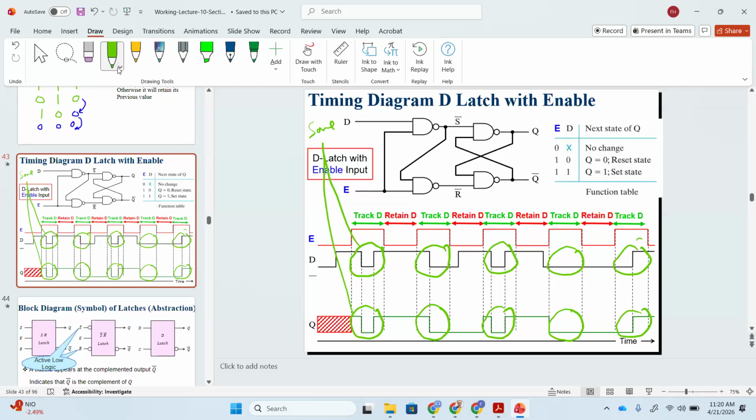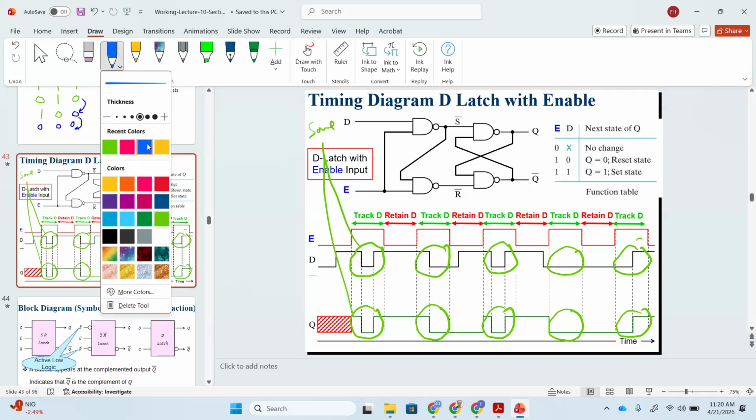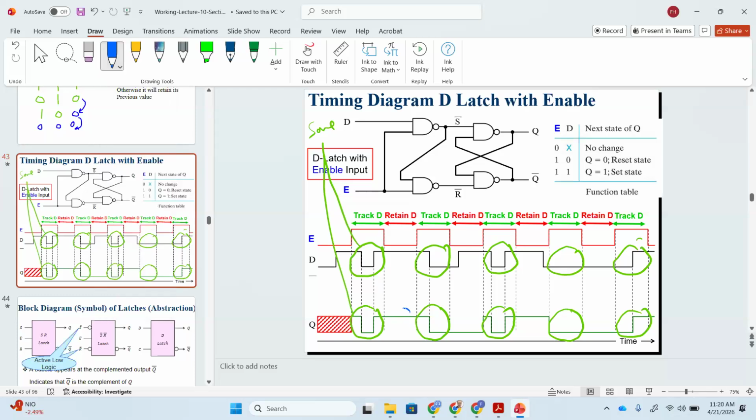Now we are going to the retain mode, and now I'm using the blue color. Since we go into the retain mode, it will show its previous value. What is the previous value? Previous value is 1. Now we are also in the retain mode, and we look into the previous value. What is the previous value here? Anyone may answer? 1 or 0? 0.